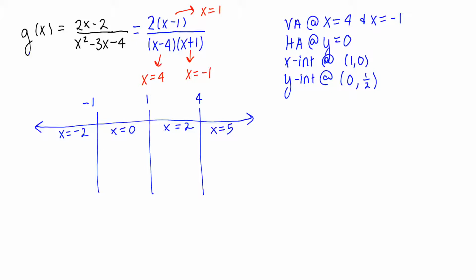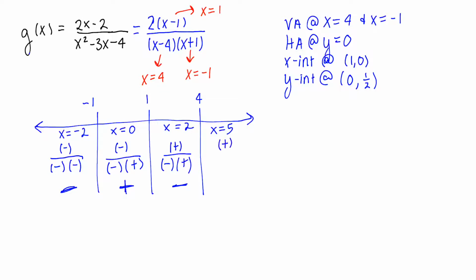All right, so negative 2 minus 1 is negative, over negative 2 minus 4 is negative, negative 2 plus 1 is negative. 3 negatives are going to make a negative. When you plug in 0, 0 minus 1 is negative, 0 minus 4 is negative, 0 plus 1 is positive. So 2 negatives make a positive. When you plug in 2, 2 minus 1 is positive, 2 minus 4 is negative, 2 plus 1 is positive, 1 negative makes a negative. 5 minus 1 is positive, 5 minus 4 is positive, 5 plus 1 is positive. All positives make a positive.